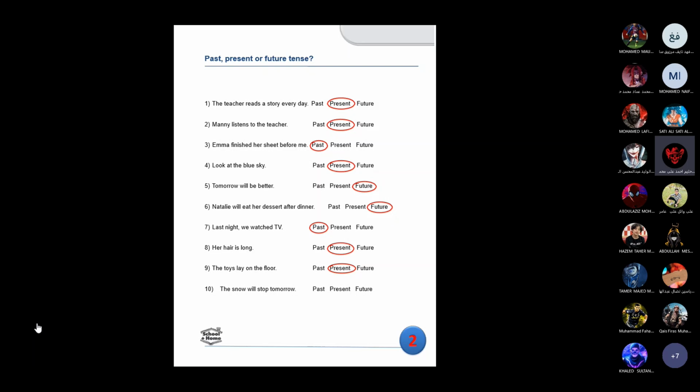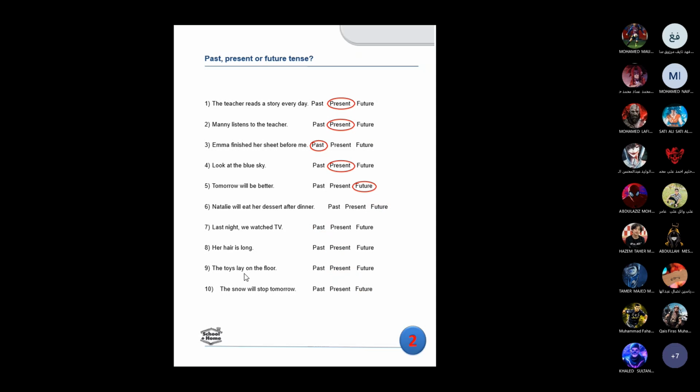Number 10, Halim. This will stop tomorrow. That's a future. How do you know? Because we have the word will stop. Will means a future. Very good. So in number 10 we have the helping verb will that refers to the future, and we have an expression of time here, tomorrow, and that refers to the future too.